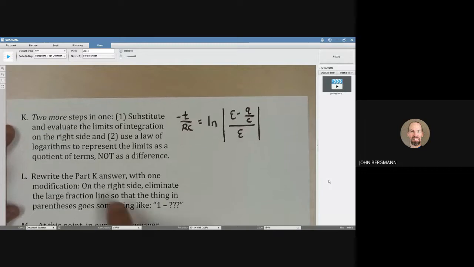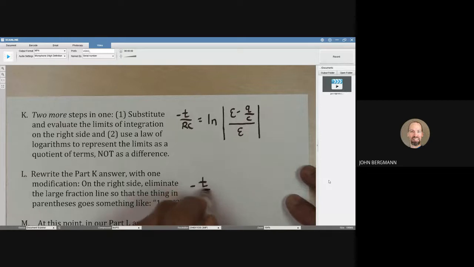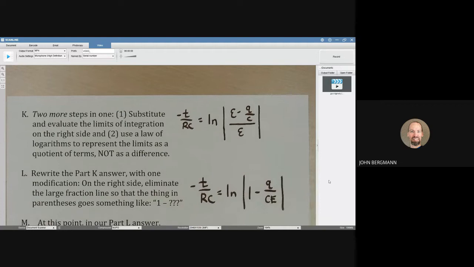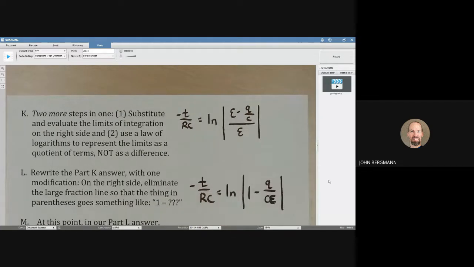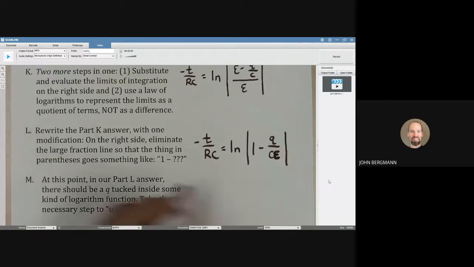Well, let's rewrite this so that we have 1 minus something on the right. Negative t over rc is equal to the log of, I put absolute value signs here because you can't take the natural logarithm of a negative number, so that would have to be a positive number. And there's E right there. All right. Now we need q. That's what we want an equation for. So let's get rid of the natural log by doing e to the both sides here.